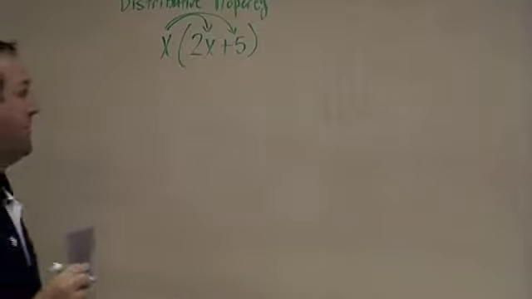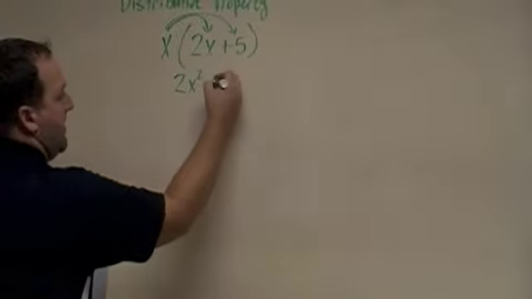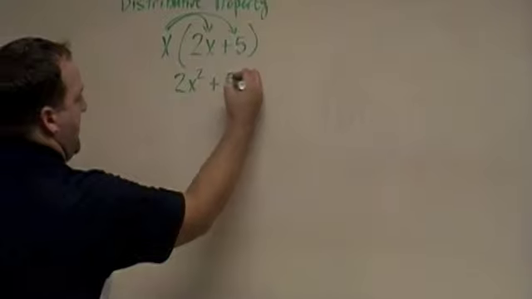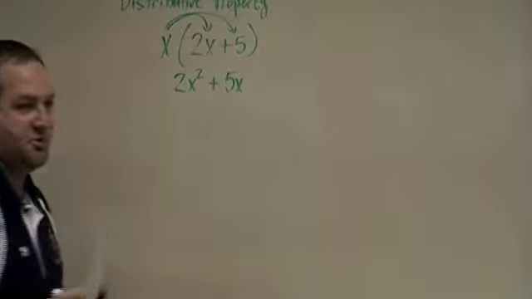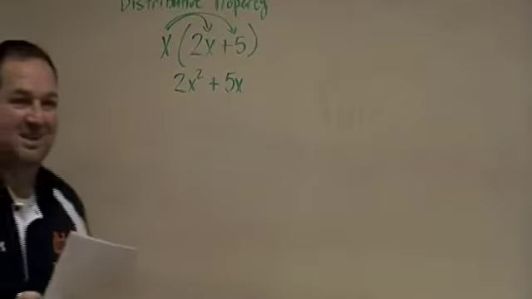So the distributive property says that you multiply times each item inside of the parentheses. So x times 2x gives me 2x squared, and x times 5 gives me 5x. That's how we distribute. So not really a definition, more of an example of the distributive property, a reminder.